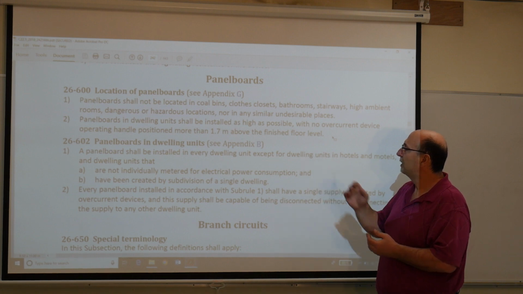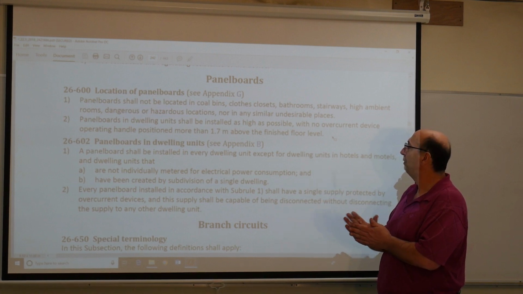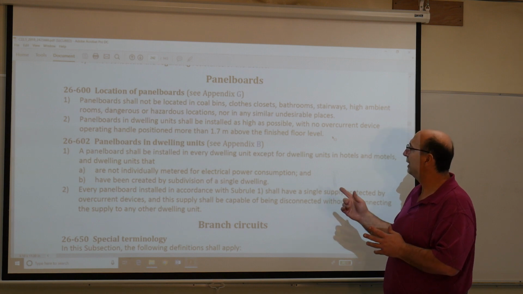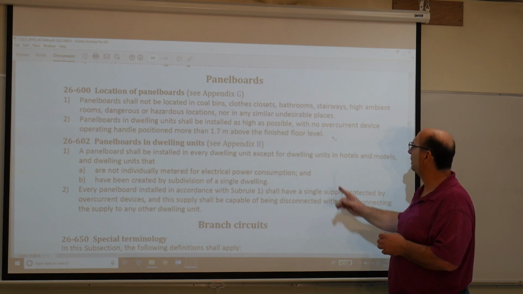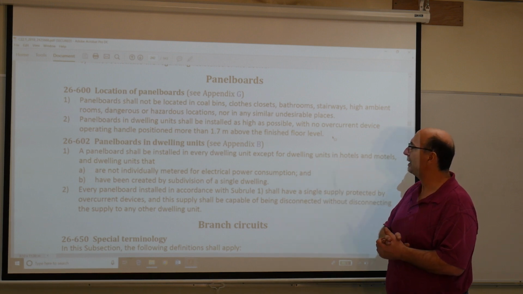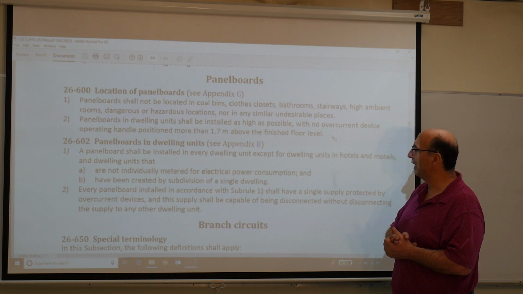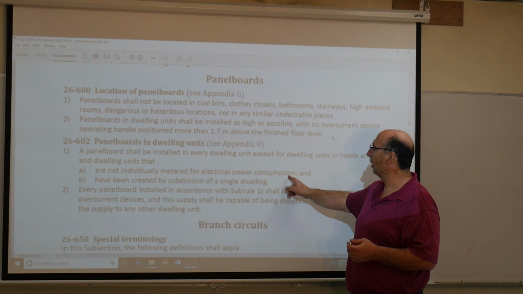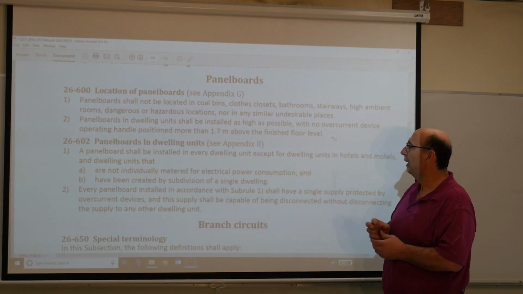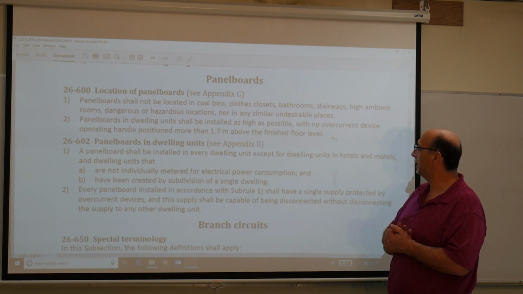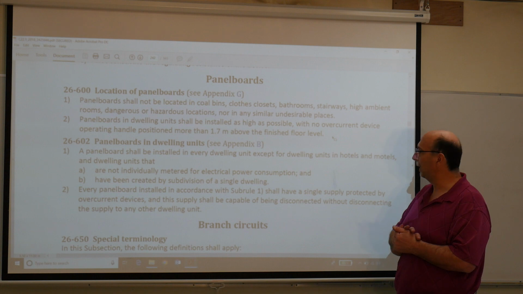Now, 26-602, panel boards in dwelling units. A panel board shall be installed in every dwelling unit except for a dwelling unit in hotels, motels, and dwelling units that are not individually metered for electric power consumption and have been created by subdivision of a single dwelling. I'm not going to get into that discussion right there.